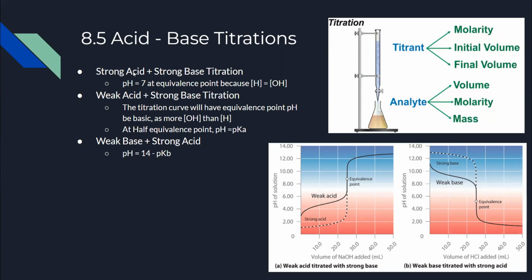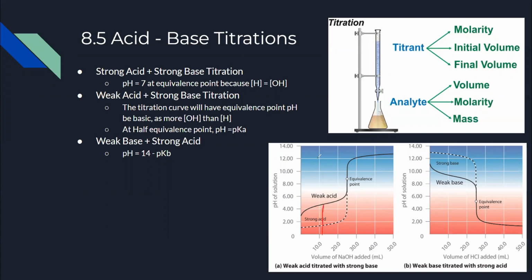In a weak acid strong base titration, the titration curve will be more basic, as there's more of the conjugate base than there is of the acid itself. And at the half equivalence point, you can use the pH to calculate pKa. So for this one, the pH is about 9, and it's at 25 milliliters. So you can divide 25 by 2, which is 12.5, and you can find pKa somewhere around here.